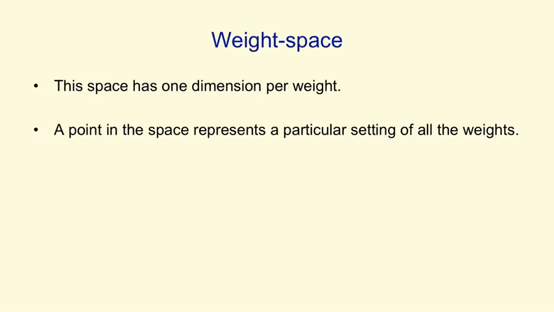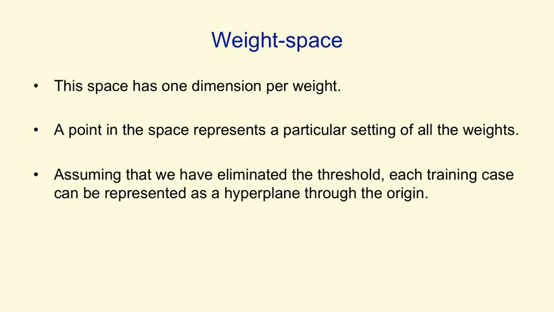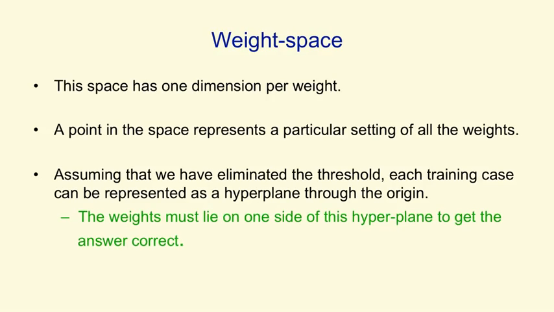So we're going to start off by thinking about weight space. This is a space that has one dimension for each weight in the perceptron. A point in the space represents a particular setting of all the weights. Assuming we've eliminated the threshold, we can represent every training case as a hyperplane through the origin in weight space. So points in the space correspond to weight vectors, and training cases correspond to planes. And for a particular training case, the weights must lie on one side of that hyperplane in order to get the answer correct for that training case.